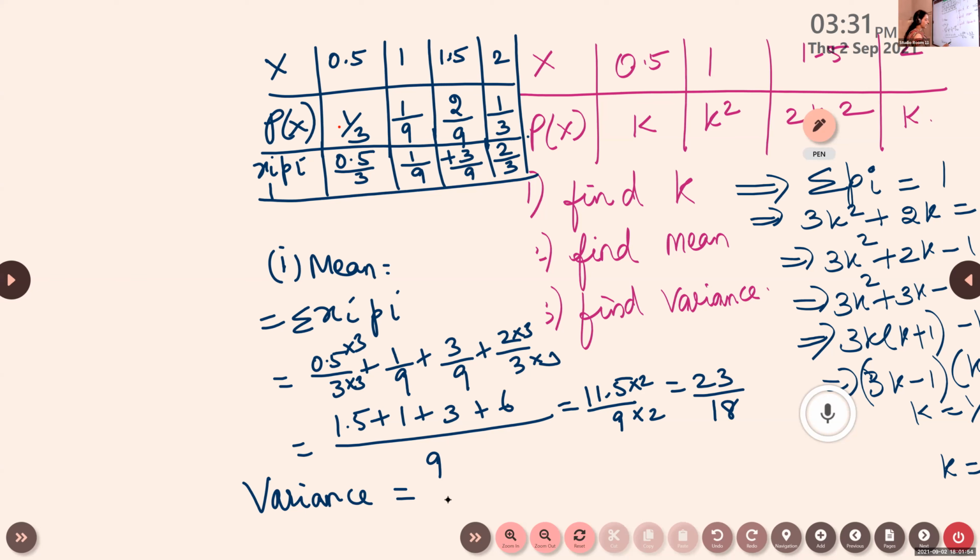So what is the variance here? E of x square minus E of x the whole square. We want to find E of x square. What is E of x square?